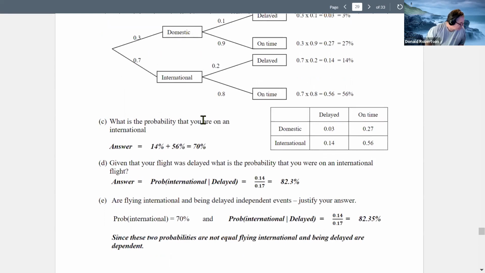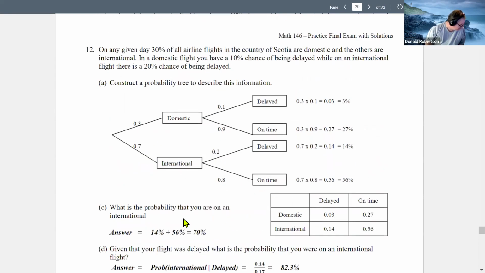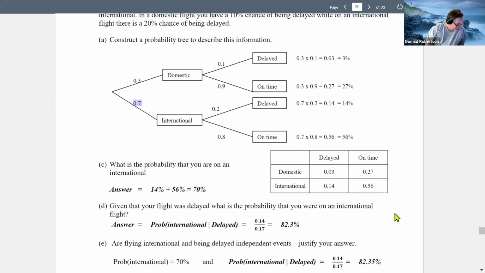So, what is the probability that you are on an international flight? Well, isn't the answer to that simply just 70%? And couldn't you also get it by adding these two numbers together, 70%?